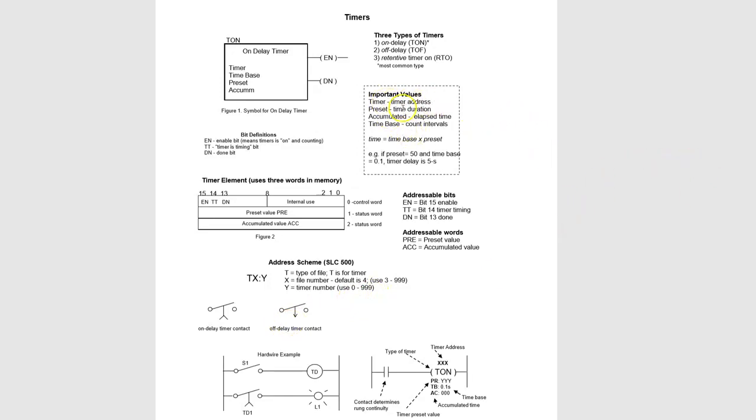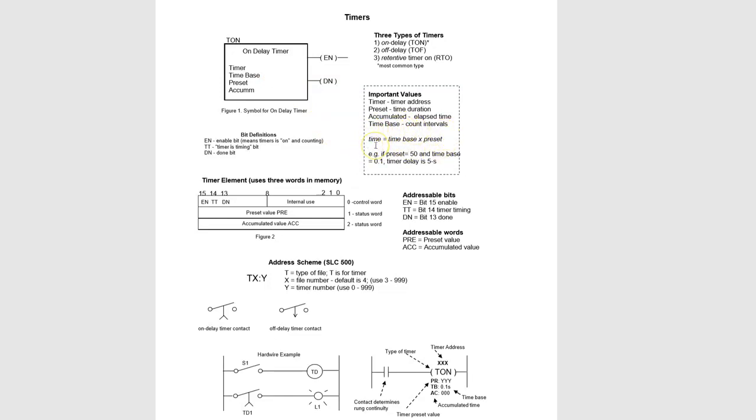So the timer address, the preset time duration, and the accumulated elapsed time, I think those are self-explanatory. The time base. Now, that time base, you can think of as the timer resolution. On your simulation software, the time base is set to 0.1. On the actual PLC, there's usually a switch where you can set the resolution to, say, 1 second, 0.1 second, or maybe 0.01 second. So it's usually adjustable. But in your simulation software, it's 0.1. Now, the resolution is important to know because the way you set the time of the timer is by this little equation right here.